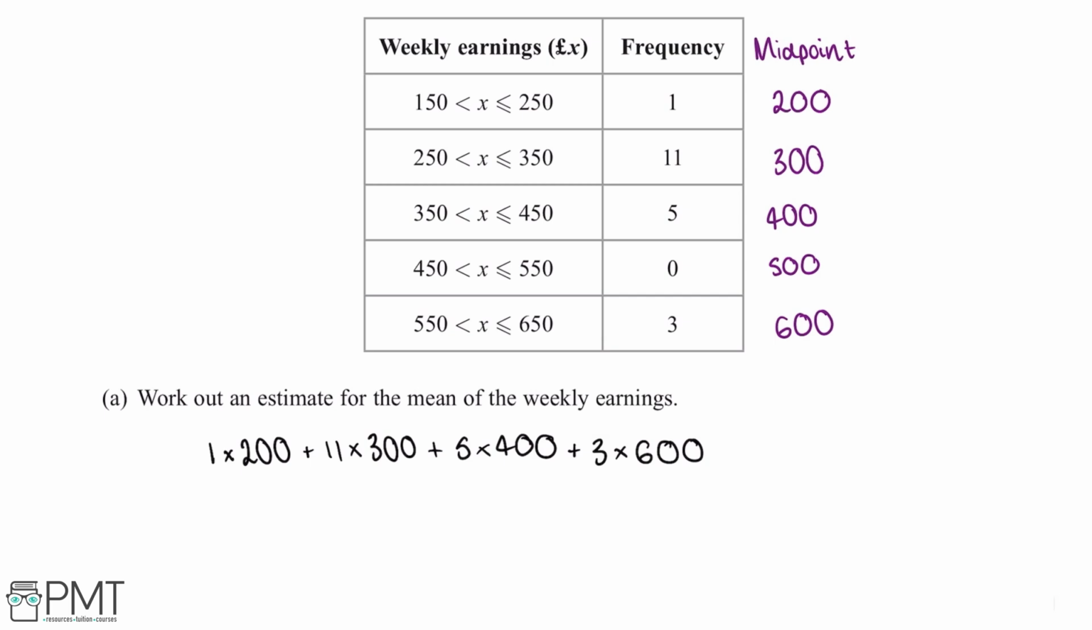So next we can simplify this down. So 1 multiplied by 200 is 200. Now 11 times by 300 might look difficult, but if we remove these 2 zeros and do 11 multiplied by 3, this gives us 33, and then we can add the 2 zeros on. 5 times by 400 gives us 2,000, and then 3 multiplied by 600 gives us 1,800. And next we need to add these all together.